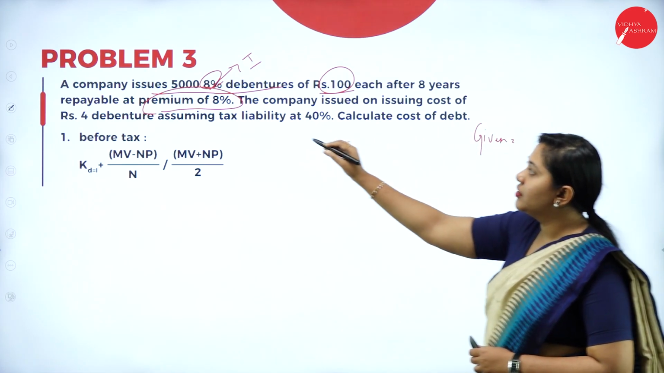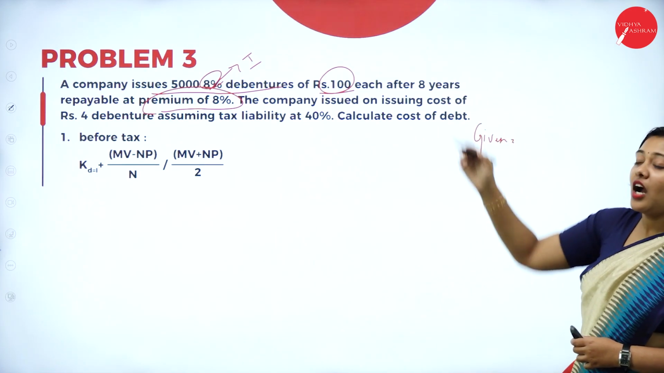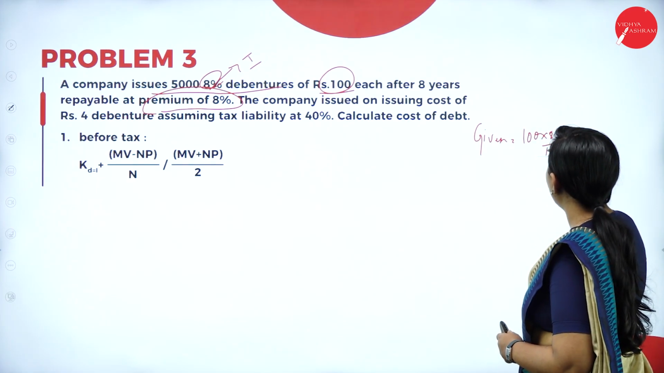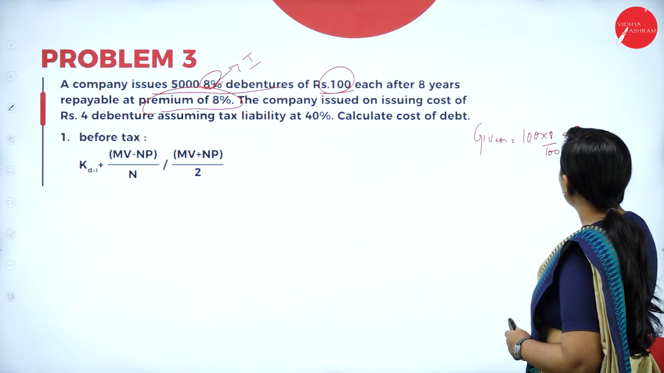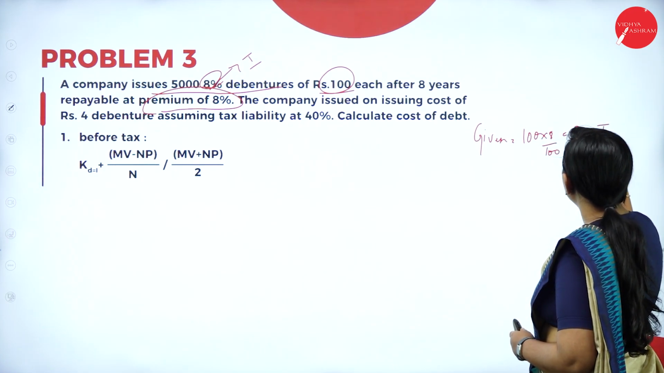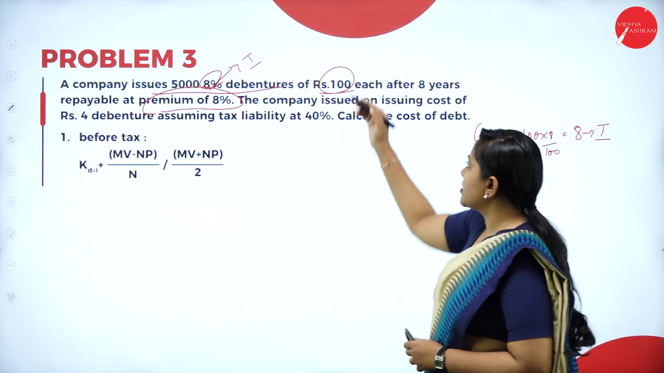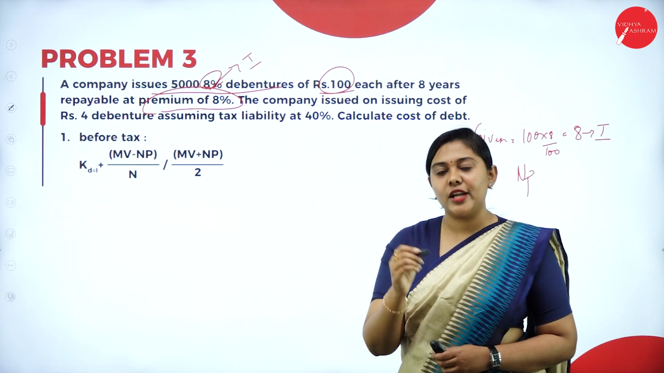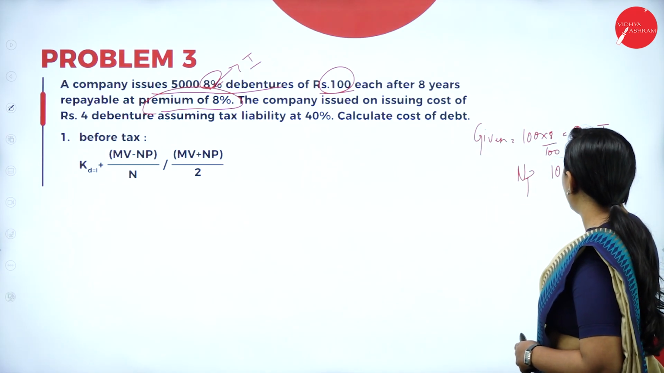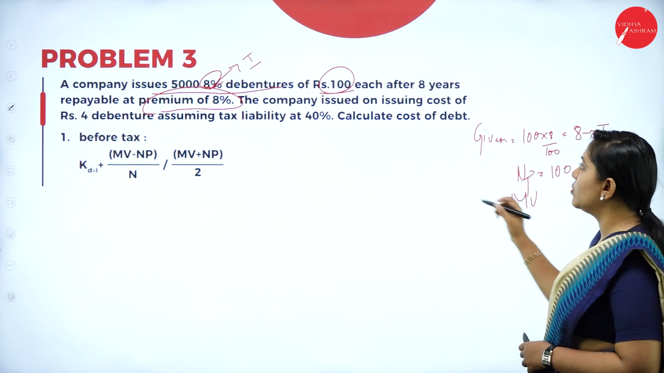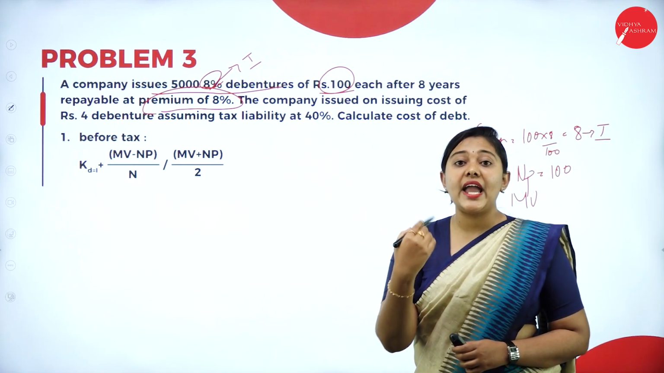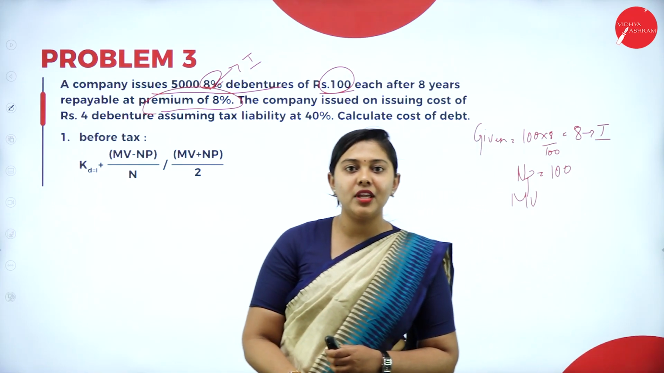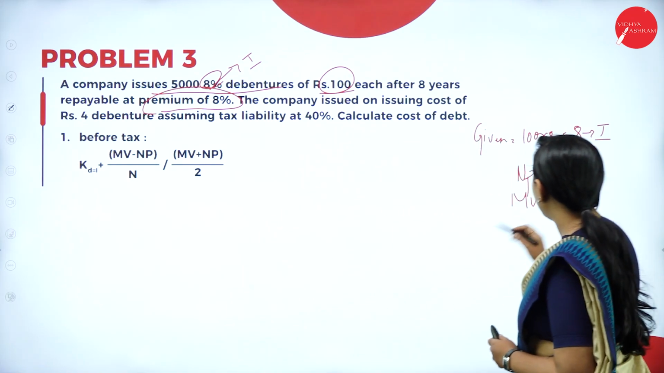So what is given? 8% on 100 rupees. 8% on 100 rupees will be 8 rupees. So interest is how much? 8 rupees. And what is the net proceeds? Since they are issuing at par, net proceeds will be 100 rupees. And what is the maturity value? Since they are issuing at 8%, they are redeeming at an 8% premium. So it will be 108 rupees.